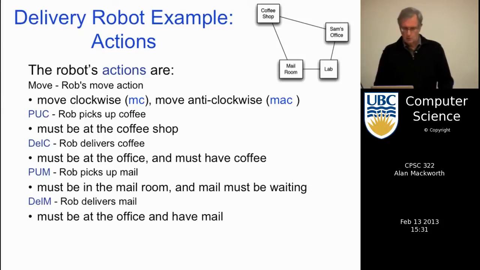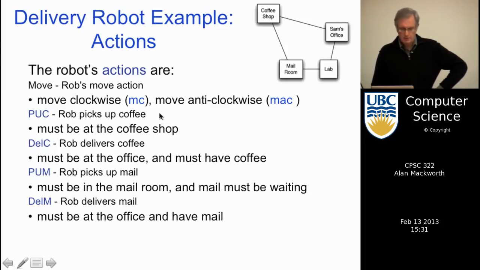So those are the possible states in the world. There are 64 of them. We're not going to want to multiply them all out, but we need to know how big a state space is. So I say the possible moves. He can move clockwise or anti-clockwise. They can pick up coffee.